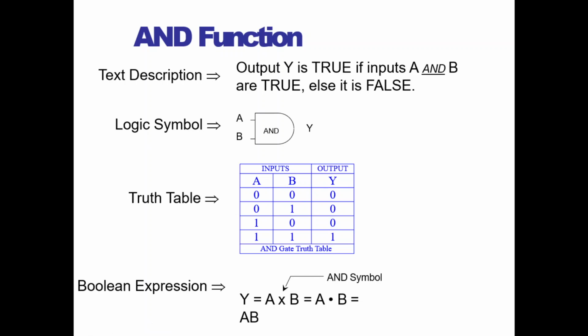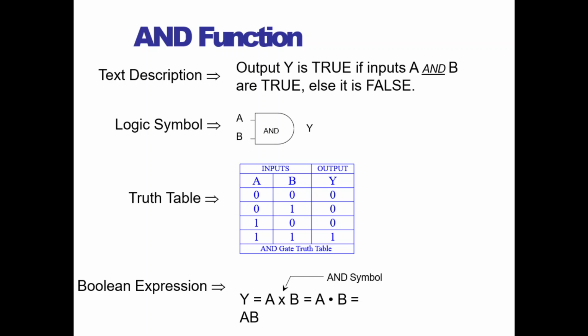We have the AND function. The output y is true if the inputs A and B are true, else it is false. This is the logic symbol: two inputs, A and B, an AND gate, and one output y.